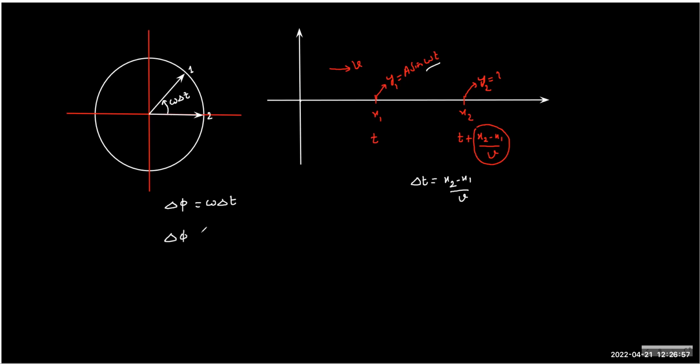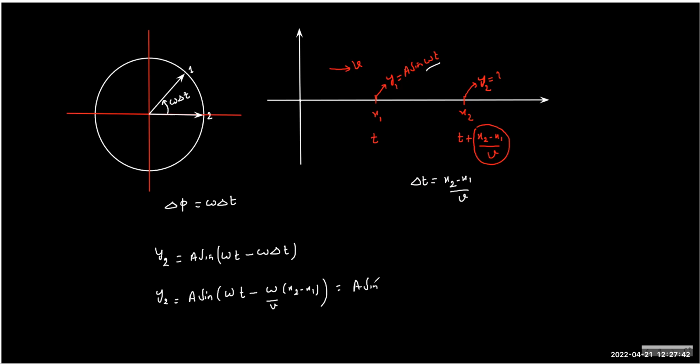Because we know the phase difference is omega delta t, the equation of particle 2 will be A sin(omega t minus omega delta t), because it will lag. Now if you substitute the value, you can get the answer like A sin(omega t minus ...), and again if you remember that omega by v is nothing but k.